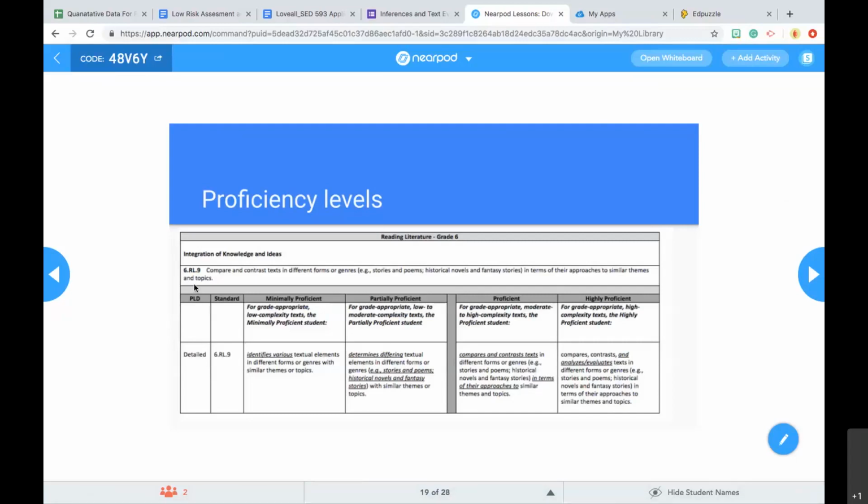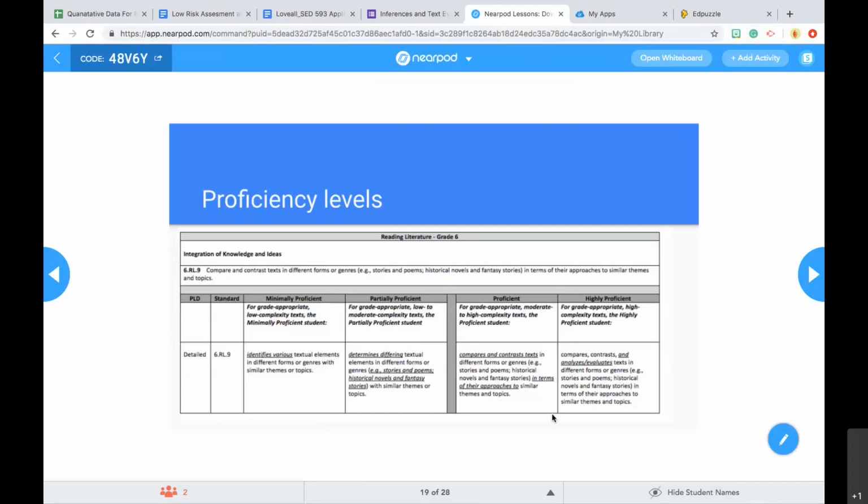So when we start down here at our low proficiency rate, that's just being able to identify the elements. So maybe you figure out what the genre is, or you figure out that the topics are similar, or maybe two characters are similar. Or maybe you look at them and you say, these characters are completely different. But either way, you're able to do that compare and contrast of smaller elements. As we continue to go into our partially proficient, this is where we can really determine textual elements in different forms or genres. So what are the different elements that we see that are different?